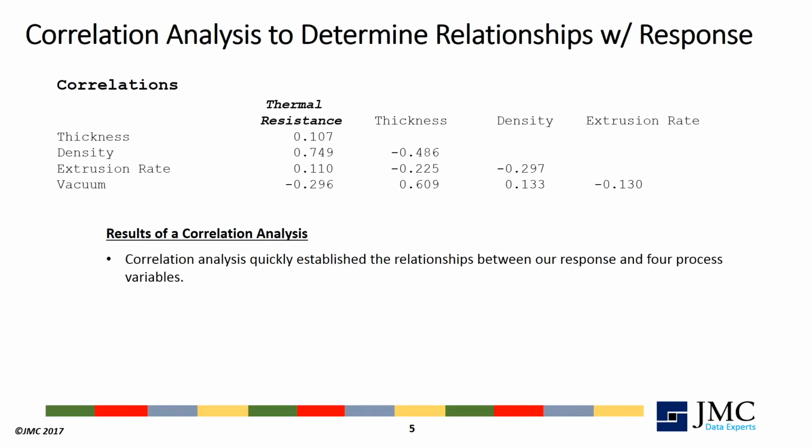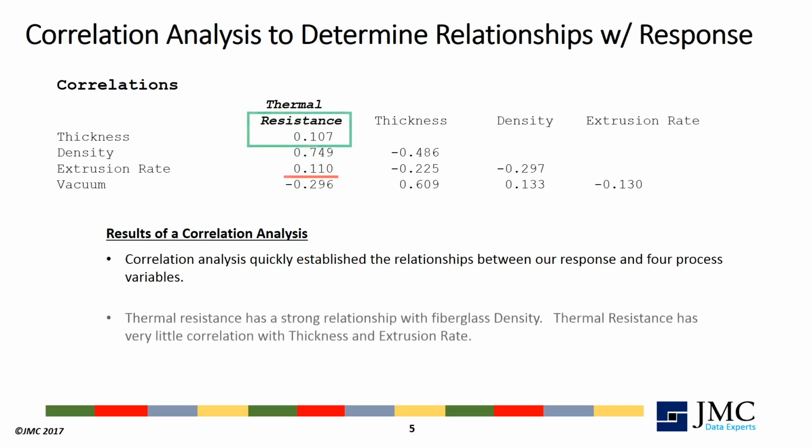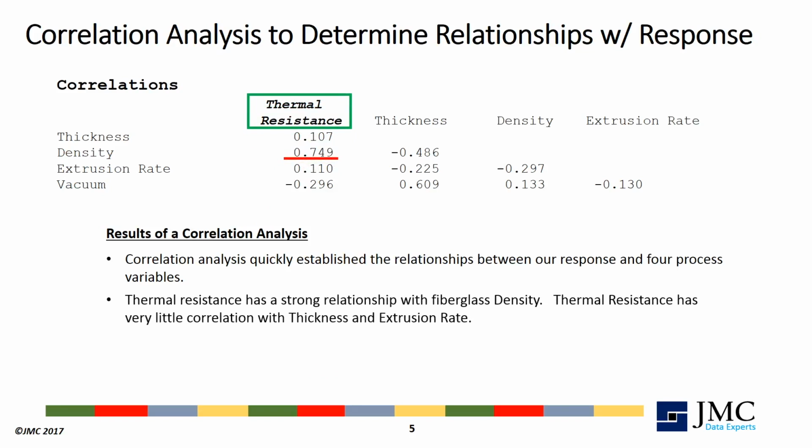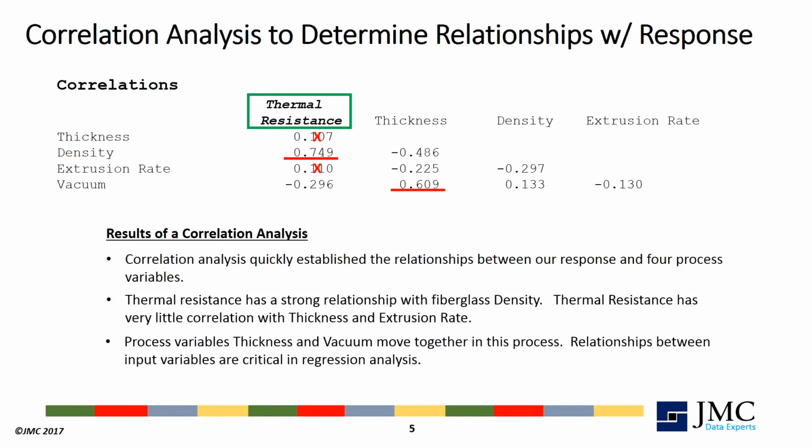Correlation analysis allows you to determine relationships between response variables and process variables. In this case, thermal resistance has a strong positive relationship with density, but very little association with thickness and extrusion rate. Also, vacuum and thickness, 2 input variables, are correlated. This is important because identifying correlations between input variables is critical before a successful regression analysis. Because it is so easy to use and interpret, as well as its tremendous value, correlation analysis is a staple in evaluating historical data.